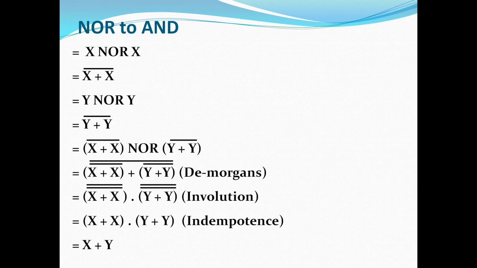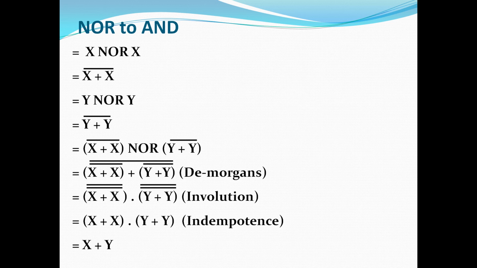Mainly three NOR gates are used here. The first NOR gate takes x NOR x, which means it will be (x plus x) whole dash. Then the second NOR gate takes y NOR y, which is (y plus y) whole dash. Remember, x NOR x means (x plus x) whole dash, and y NOR y means (y plus y) whole dash. The two inputs are inverted then.